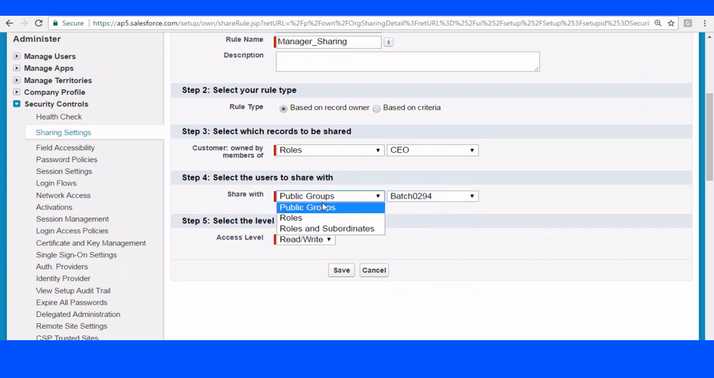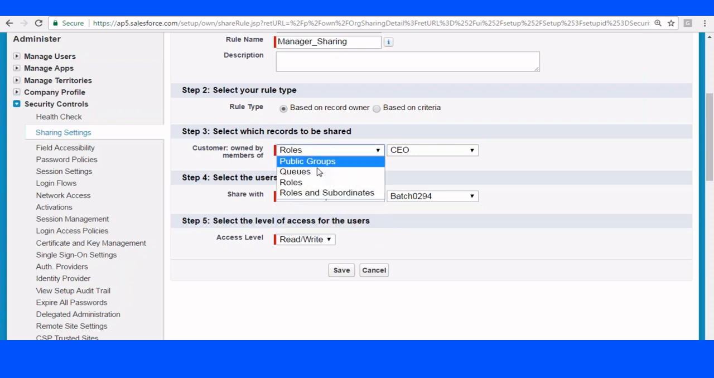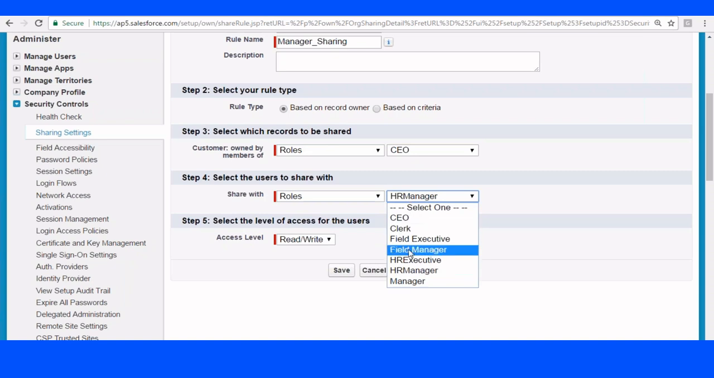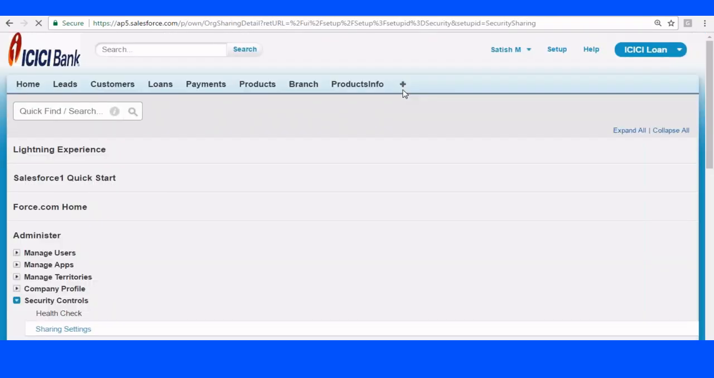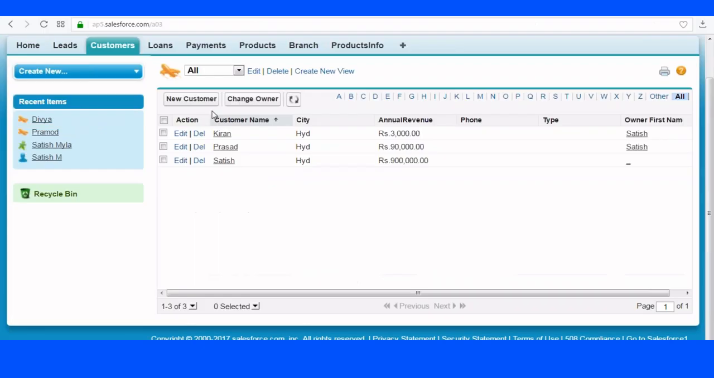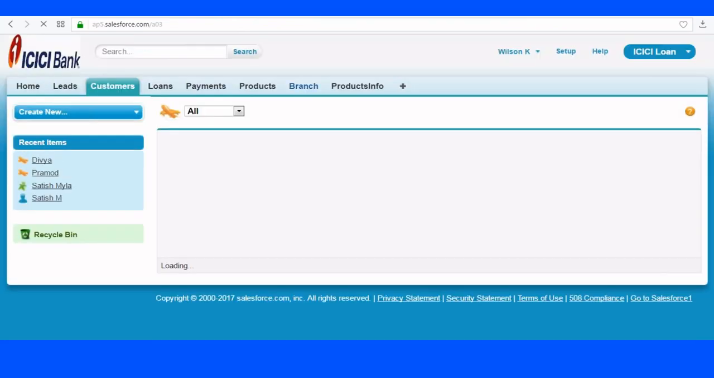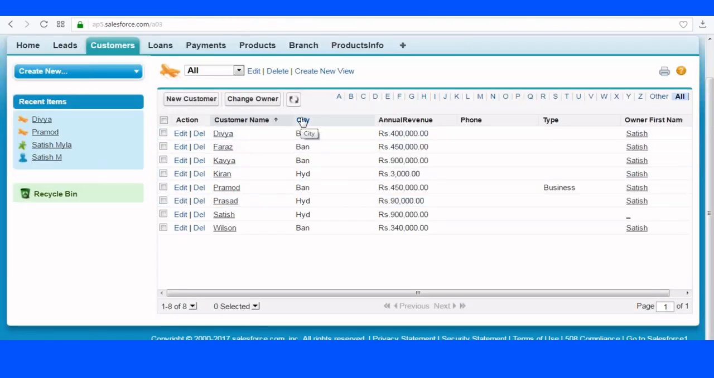So records will be shared with what? Role and subordinate, public group. Which records are shared? Records owned by the given role and subordinate, queue. So records which are owned by the CEO are shared with the users whose role is manager. This is what? Owner based sharing. Records which are owned by the user whose role is CEO, those records are shared with the user whose role is manager. It is called owner based sharing.